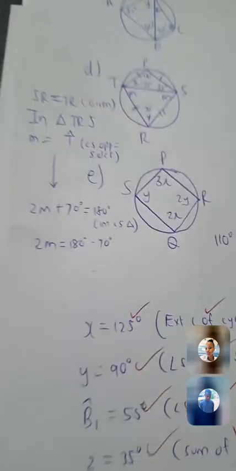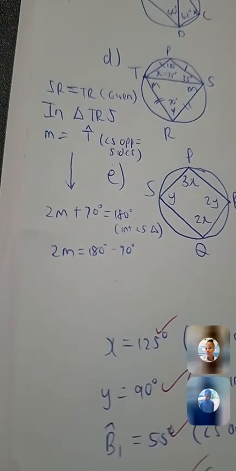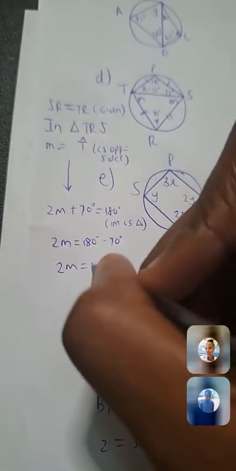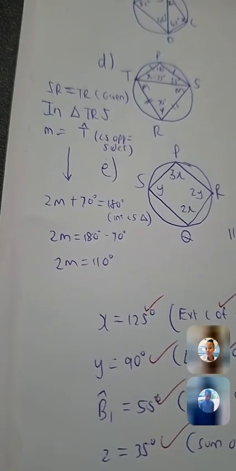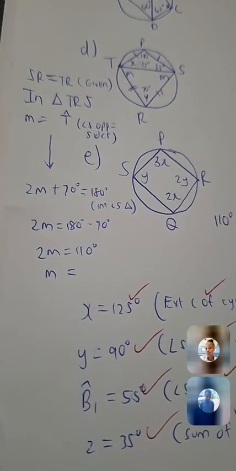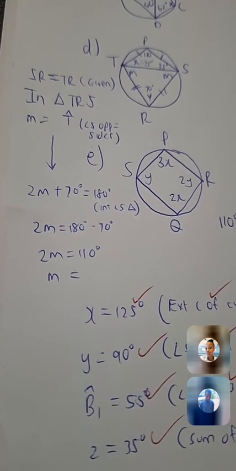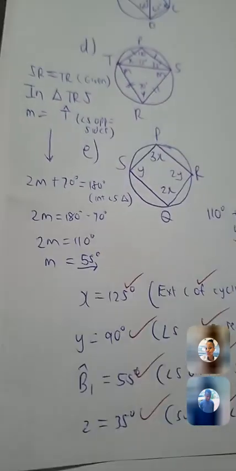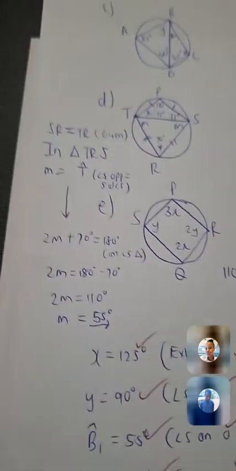We transpose 70. Transpose the 70, 180 minus 70 degrees. True. So we are left with 110 on the right hand side. Very true. And then we divide it by 2. So M is equal to what? I'm not sure, maybe 60, 50... 55, yes. Okay. All right.